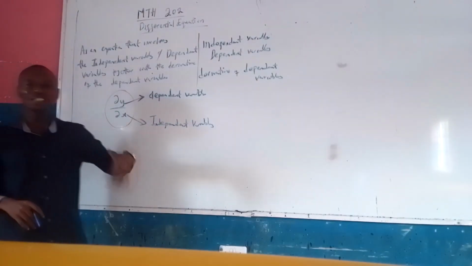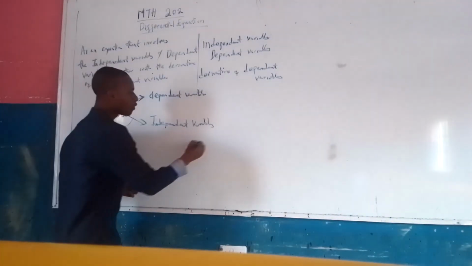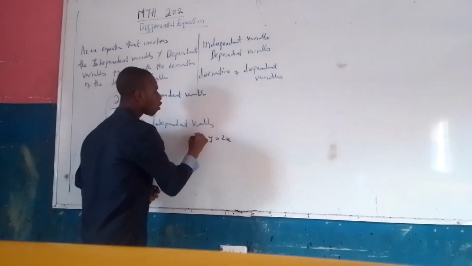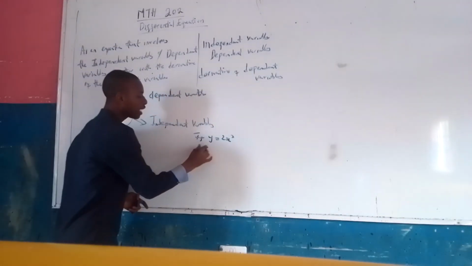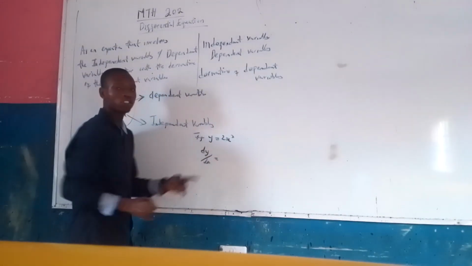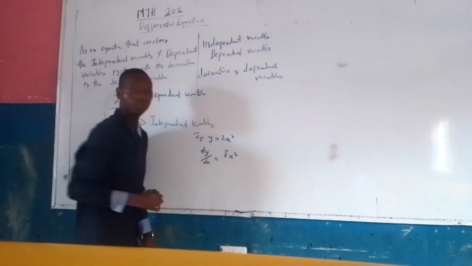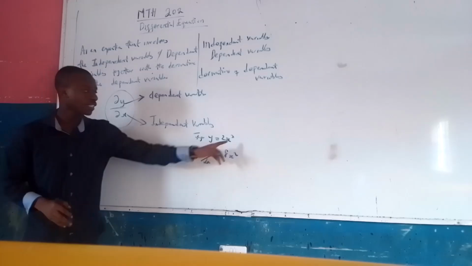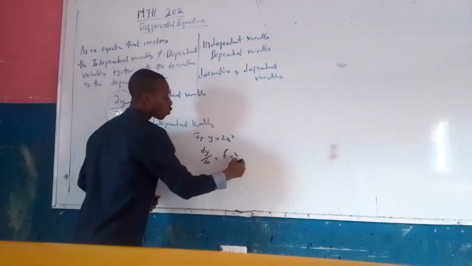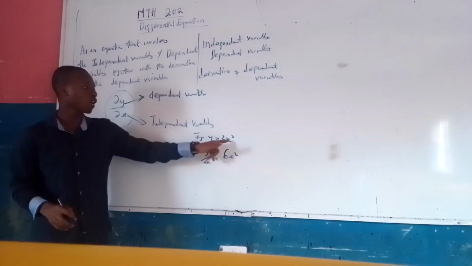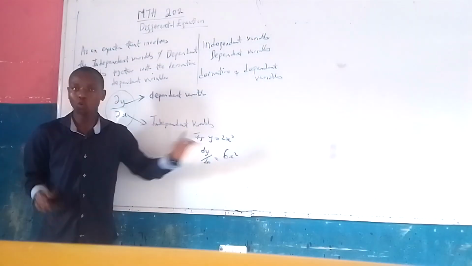Your y is depending on what? On x. You know that if they ask you to find dy/dx, if y is equal to 2x cubed, you say that you differentiate, right? You say your dy/dx is equal to 2 times 3, which is 6x squared. So you say y is equal to 2x cubed, then you find dy/dx, that is 6x squared.